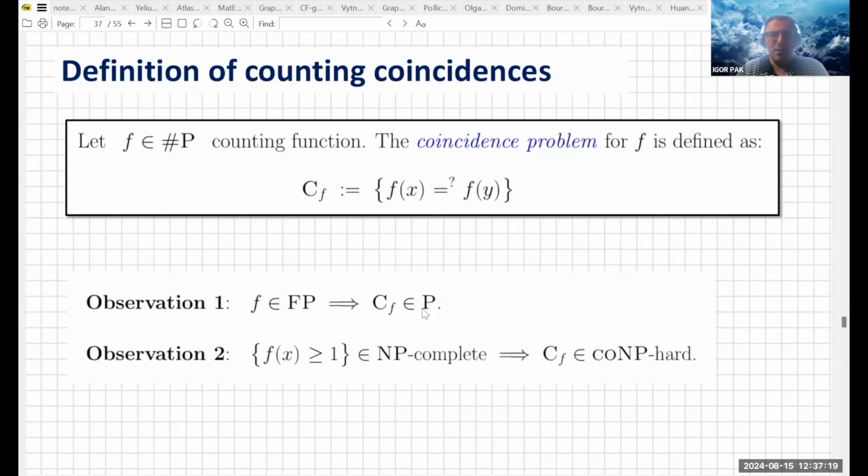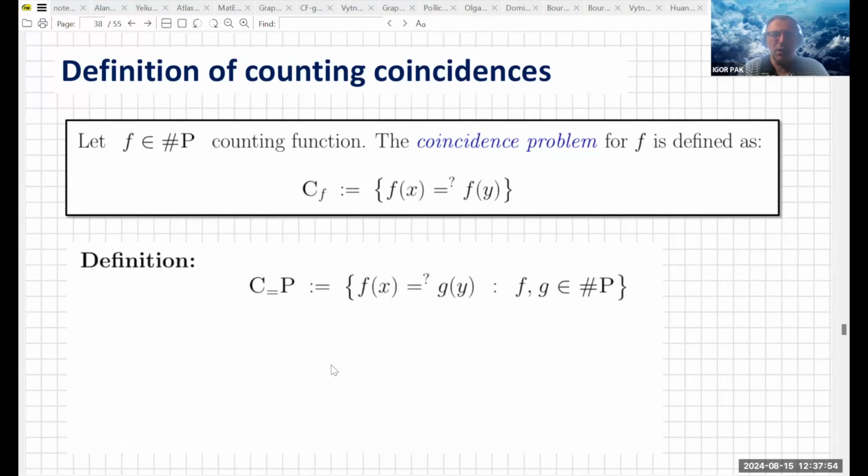However, if the decision problem in this case is NP-complete, so now, for example, if your function is the number of Hamiltonian cycles, so deciding whether there exists at least one Hamiltonian cycle, that's NP-complete, then this coincidence problem is already co-NP hard. That's immediate because we're trying to decide if it's zero or not zero.